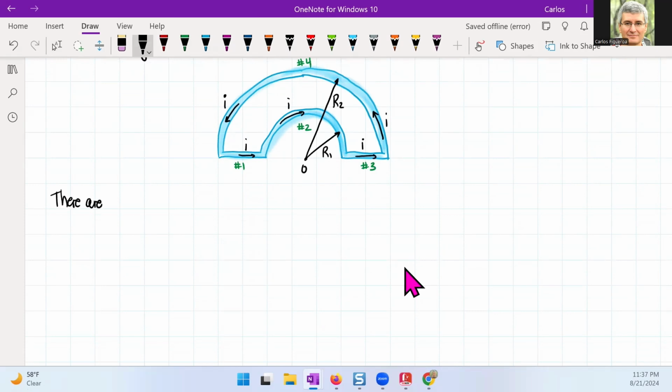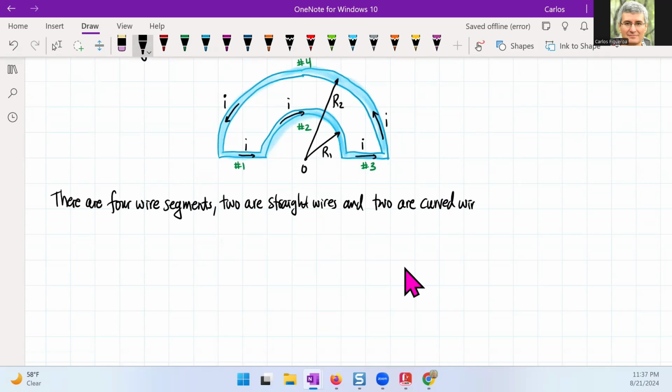There are 4 wire segments, and we see here is that 2 are straight wires and 2 are curved wires.